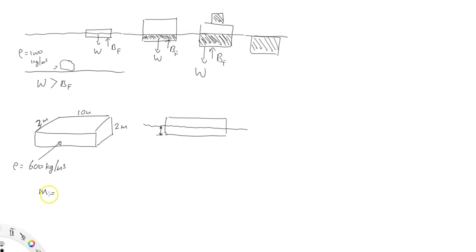We know that mass is density times volume. So 600 multiplied by volume. It's a cubical shaped thing, so we multiply the sides: 10 times 3 times 2. So what do we have? 600 times 60, 3,600.